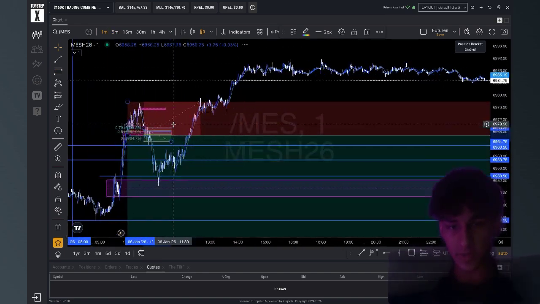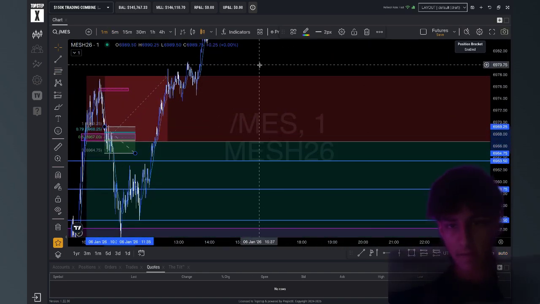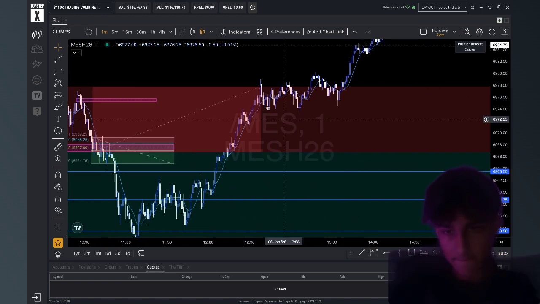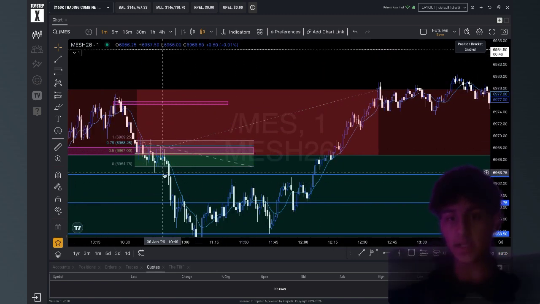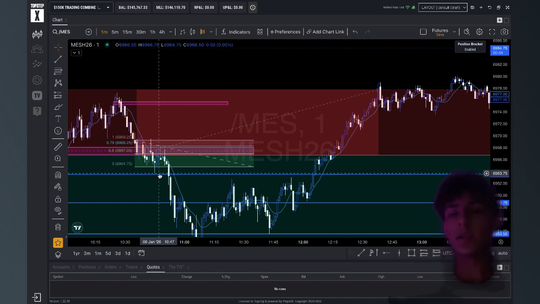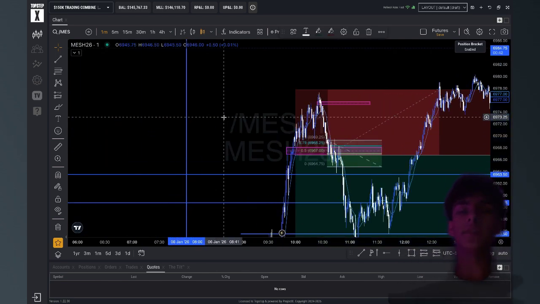You can zoom it out so you can see. We had a retest and a continuation close below here. That's my confirmation right there to enter on the 1 minute.